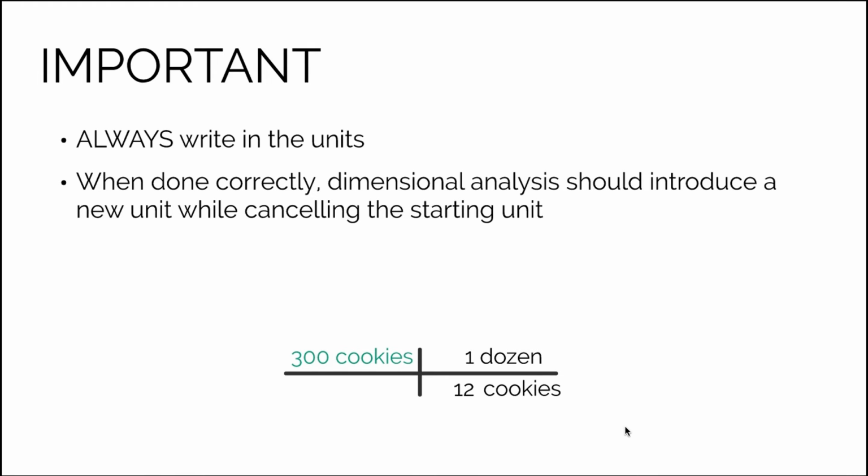When you do this correctly, the dimensional analysis table should introduce a new unit and it cancels out the starting unit. We saw that in that last example where our cookies and cookies were matching, so they canceled out, and now our new unit became dozens.